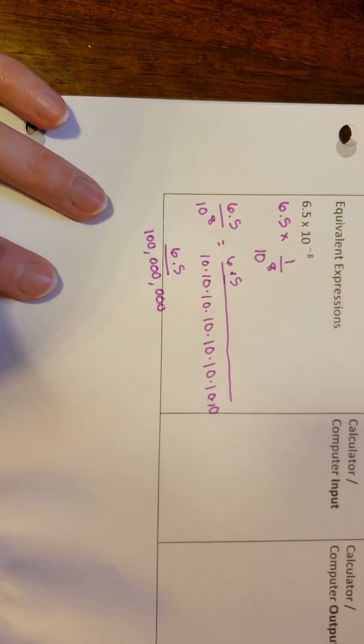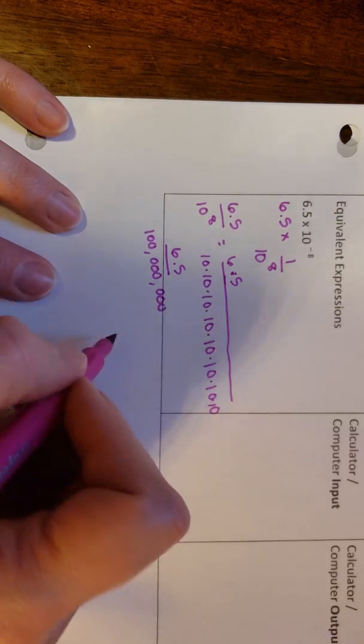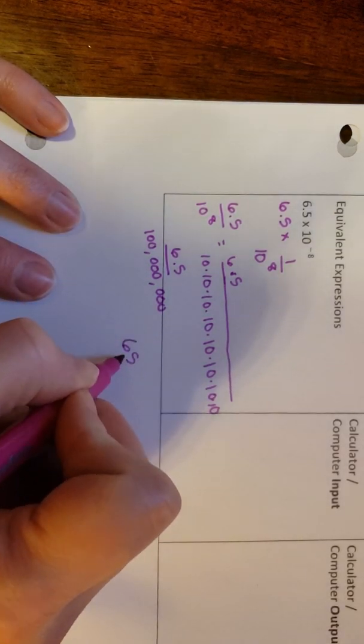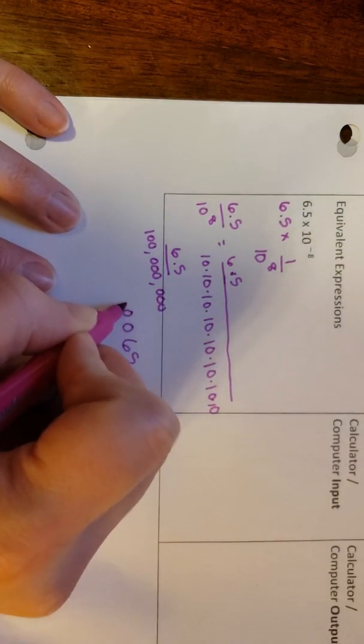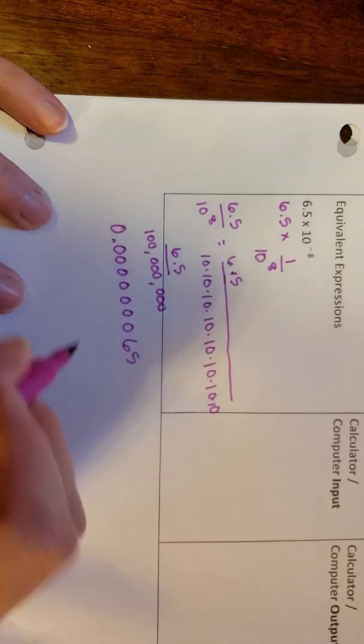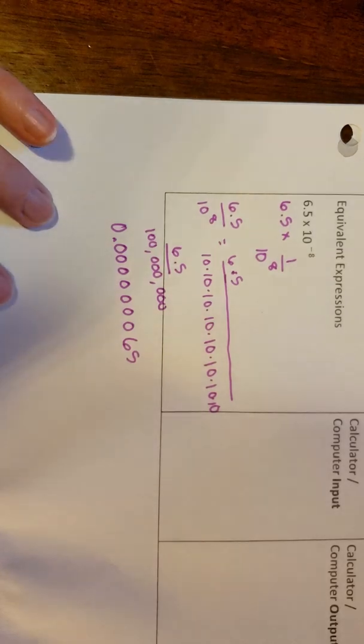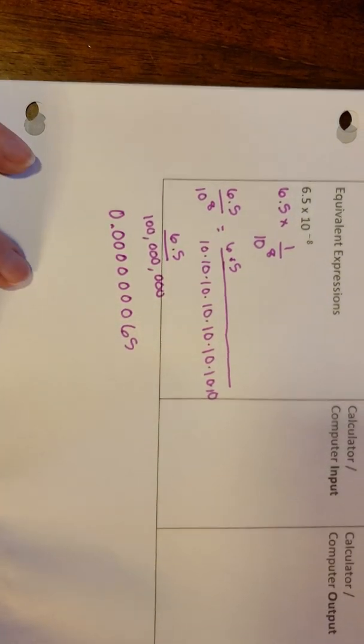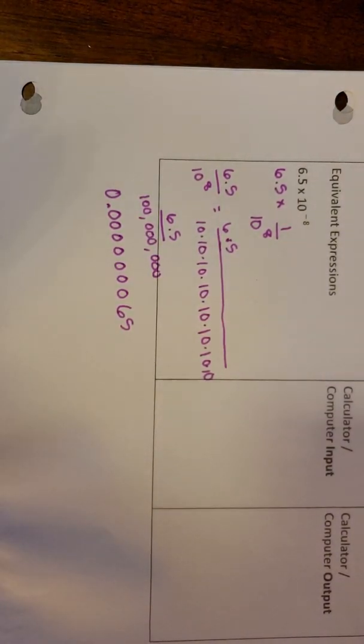Either way, when you divide it out, you're going to get there's your 6.5, 1, 2, 3, 4, 5, 6, 7, 8, this decimal here. All these mean the same thing. They're just a different form. And those we do all by hand.